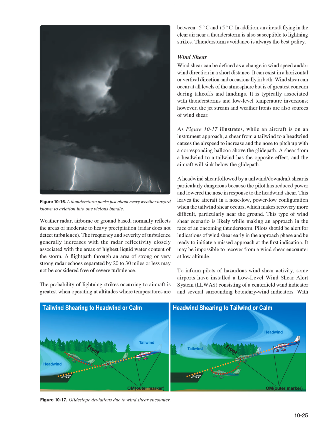Wind shear can be defined as a change in wind speed and/or wind direction in a short distance. It can exist in a horizontal or vertical direction and occasionally in both. Wind shear can occur at all levels of the atmosphere but is of greatest concern during takeoffs and landings. It is typically associated with thunderstorms and low-level temperature inversions.